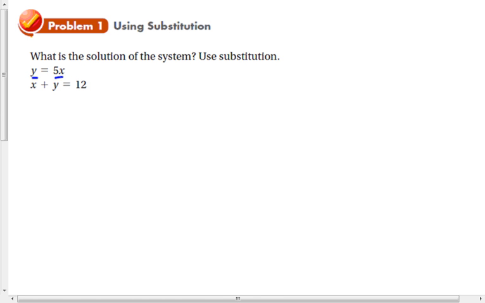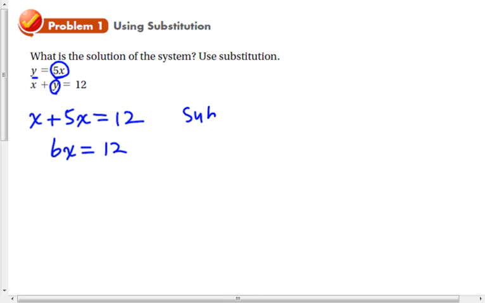But in this case, I would end up with an equation I could solve if I just take this 5x from this and put it for y here. So I end up with x plus 5x is equal to 12. And that can be simplified to 6x equals 12. So there I did a substitution. Then I just simplified it, combining like terms.